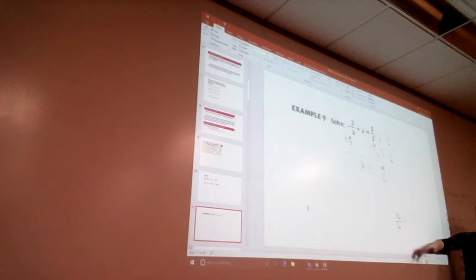So think about how would you simplify this? What would you do? Well, 16 over 6. You'd say 16 and 6 have a 2 in common, so you divide by 2, divided by 2. Is that what you're thinking? Yeah, 8 over 3. So 8 over 3, and then that should be correct.